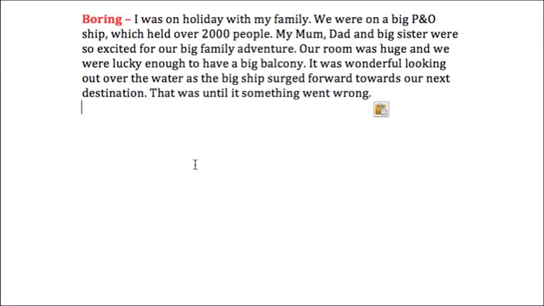I was on a holiday with my family. We were on a big P&O ship which held over 2,000 people. My mum, dad and big sister were so excited for our big family adventure. Our room was huge and we were lucky enough to have a big balcony. It was wonderful looking out over the water as the big ship surged forward towards our next destination. That was until something went wrong.